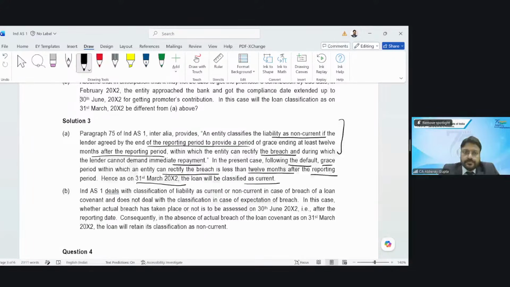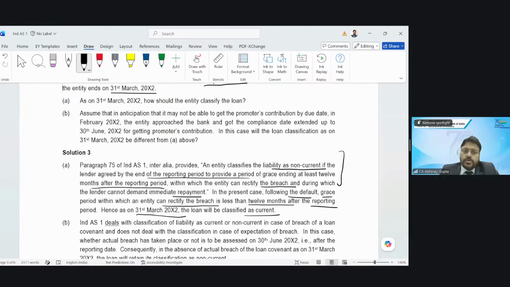Clear? Situation number two: assume that in anticipation that the entity may not be able to get the promoter's contribution by the due date, in February 2002 itself, the entity approached the bank before the breach happened and got the compliance date extended up to 30th June 2002 for getting the promoter's contribution. In this case, will the loan classification as on 31st March 2002 be different from A above? What are your thoughts?